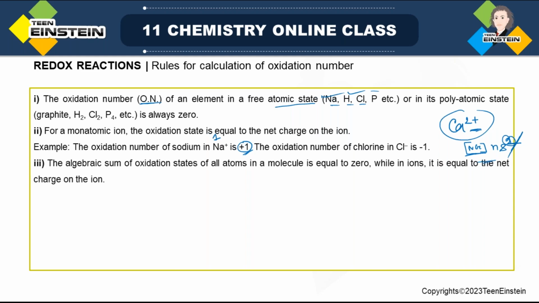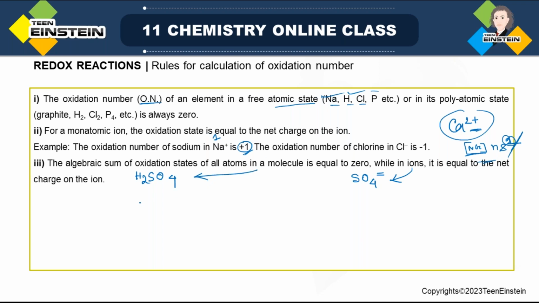Next, the algebraic sum of oxidation states of all atoms in a molecule is equal to 0. Sorry, it is only for a neutral molecule, but suppose it is an ion carrying some charge, then the algebraic sum of oxidation states of all the atoms will be equal to the charge of the ion. So we will take two examples. Suppose a neutral molecule is H2SO4, and in the same molecule there is the sulfate ion. So I will write it here SO4 2-. So this is basically an ion and this is basically a molecule.